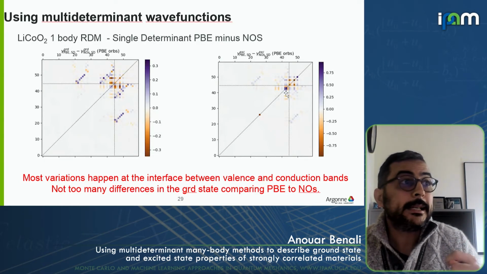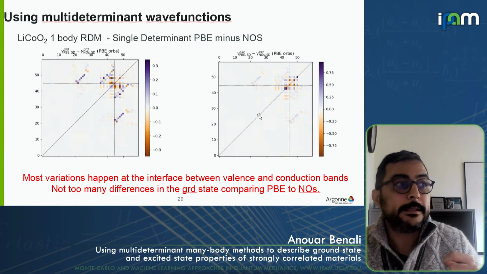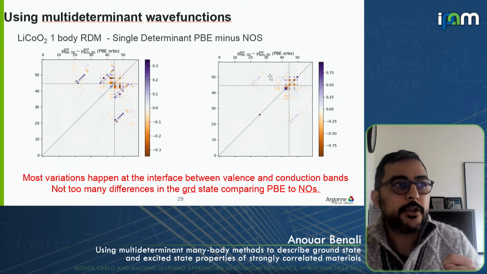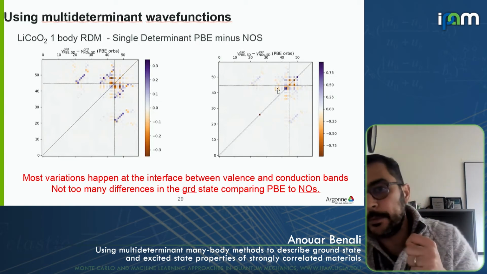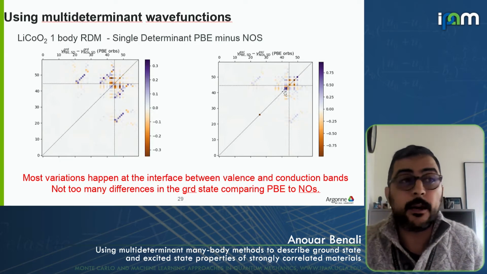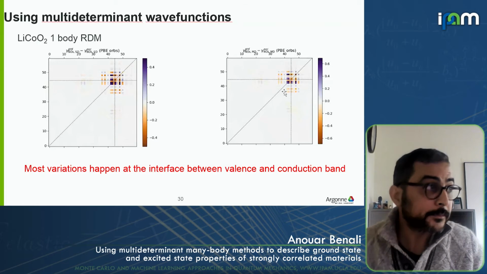Same thing happens for the excited states. Now, this block here comes from the PBE orbitals. Now, all the changes are, and it's not only one orbital that is changed. This is really the contribution of multiple orbitals that are now being changed by the natural orbitals.